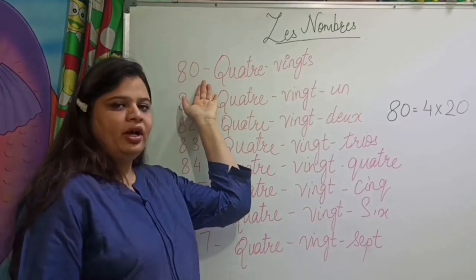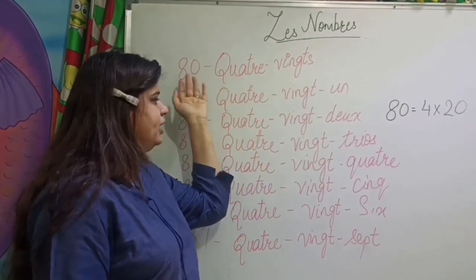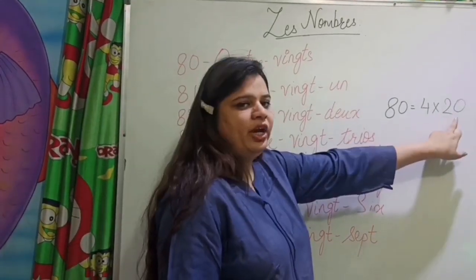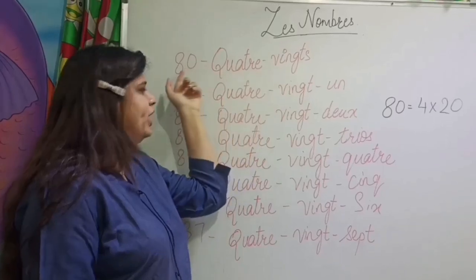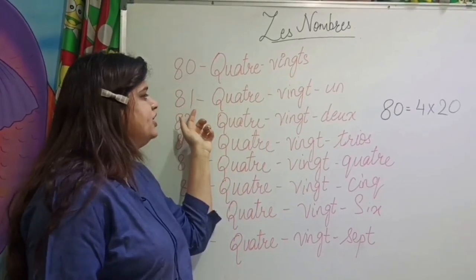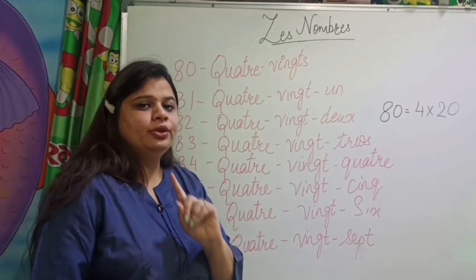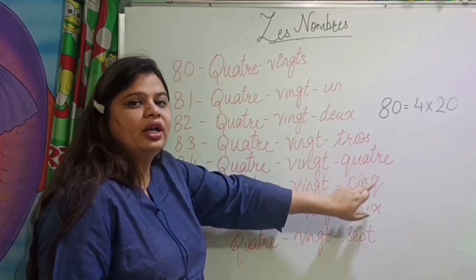Now 80 becomes quatre-vingt. The trick of learning 80 is 4 multiplied by 20. So 4 was quatre, 20 was vingt. So 80 you can learn as quatre-vingt. Okay, now in 81, et will not be used. It is not used, plus you are going to use the un again.